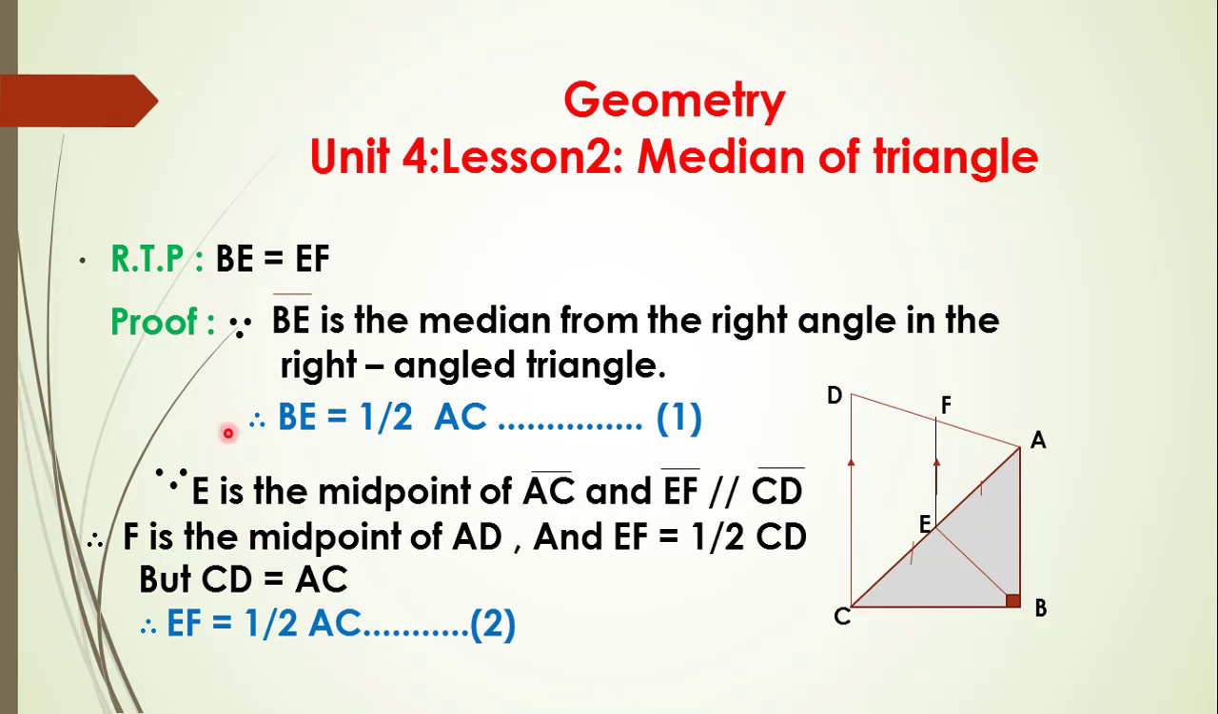Okay, look at equation 1 and 2. BE equals half AC. Look at equation 2. EF equals half AC. So BE equals EF. Okay, it means that BE equals EF.